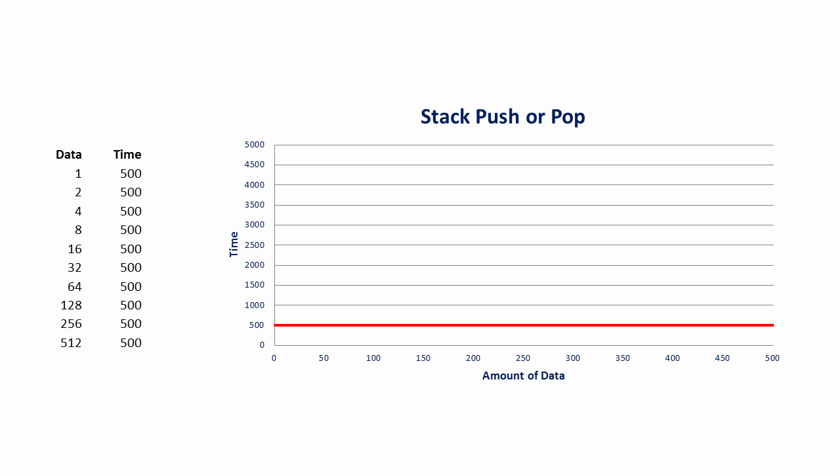The units that we're using for the time are not relevant here. That could be 500 microseconds. It could be 500 minutes. It doesn't really matter. As far as big O complexity is concerned, what matters is that it's always the same.